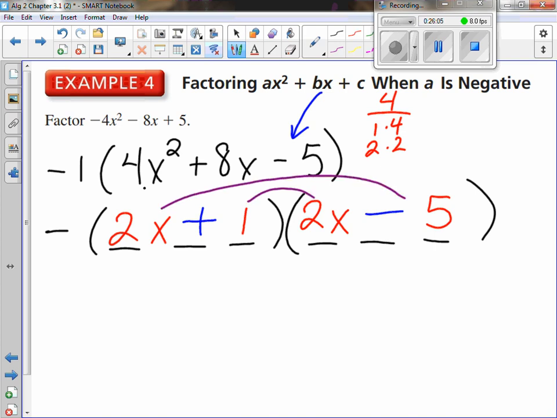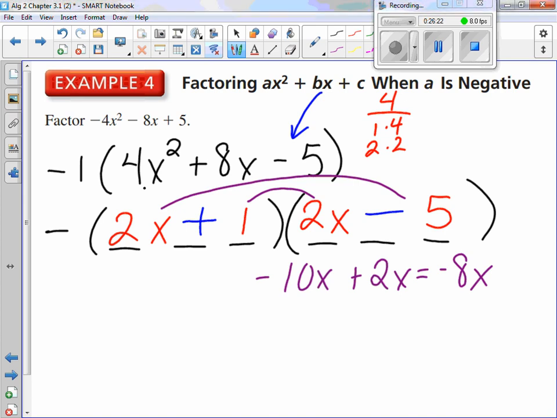Now we check. 2x times negative 5 is negative 10x. Positive 1 times 2x is plus 2x. And what does that give us? Negative 8x, yes? Is that what we wanted? Are we looking at the first one anymore?